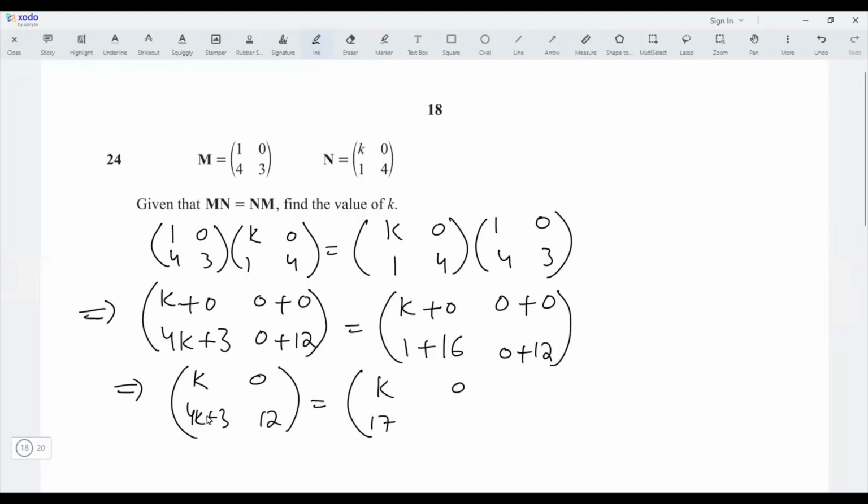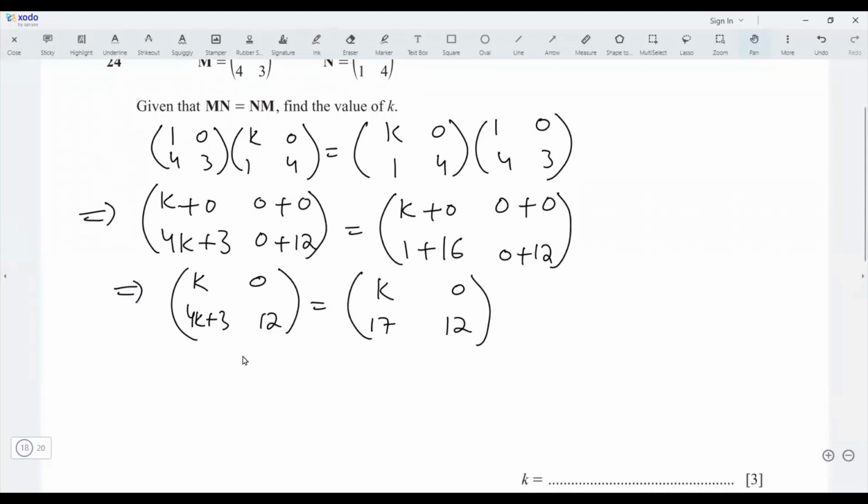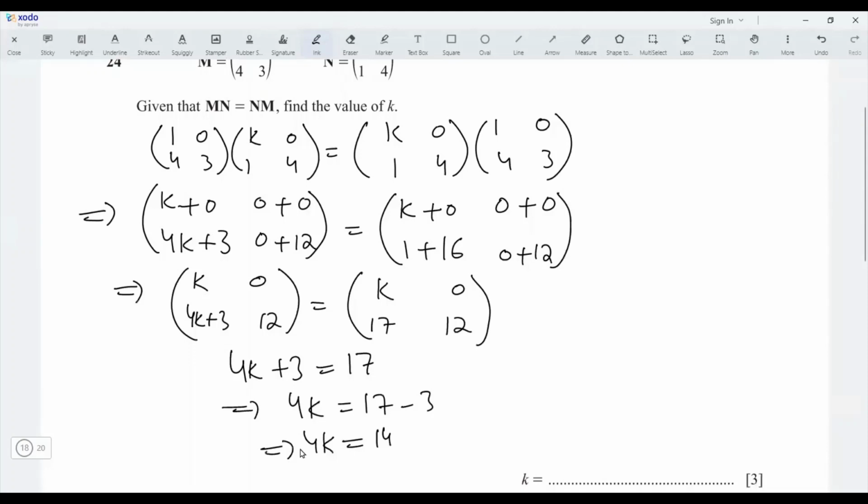You can say on one side of the matrix, the corresponding element has a variable, and on the other side of the equation the other matrix has a constant value. So we can find the value of k through this element, meaning 4k plus 3 must equal 17, and this is a linear equation in one variable. We can solve it quite easily. 3 is to be taken to the other side. 17 minus 3 results in 14, and 4 will be divided onto the right hand side.